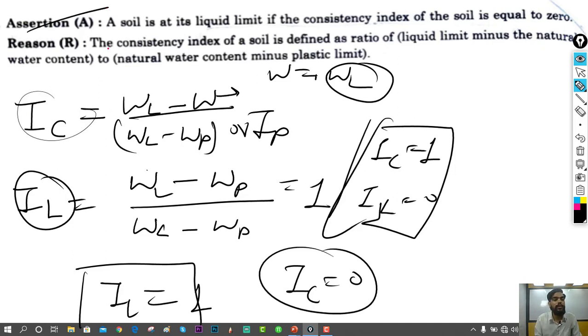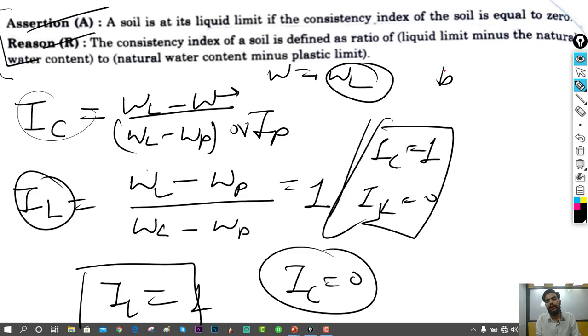Now read the reason. What is the reason saying? That the consistency index of a soil is defined as the ratio of liquid limit minus natural water content divided by liquid limit minus plasticity index. Okay, so guys, just read this statement in this way. Soil is at its liquid limit if its consistency index is equal to 0, because the consistency index of the soil is defined as the ratio of liquid limit minus natural water content to natural water content minus plasticity index. Guys, there is no relation between both of these statements, but statement 2 is also correct.